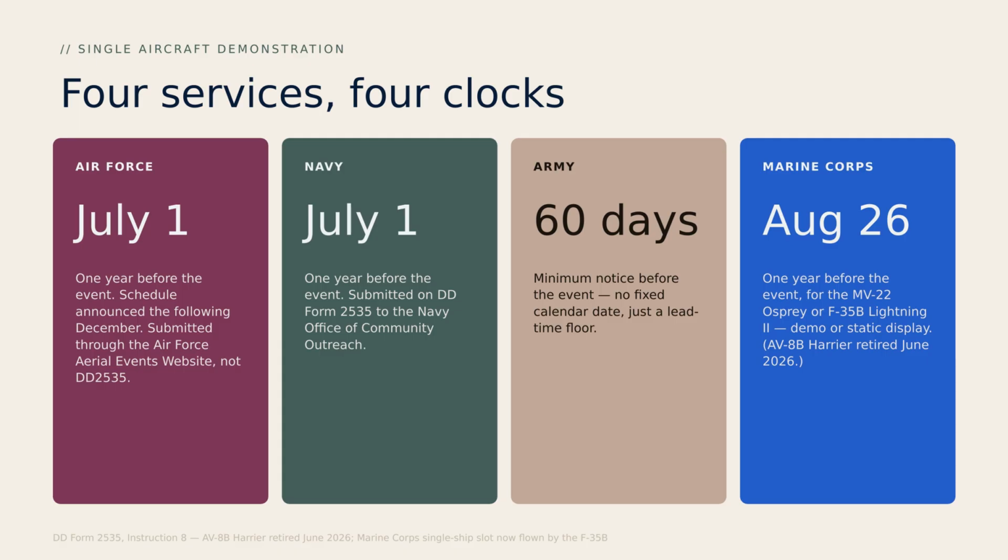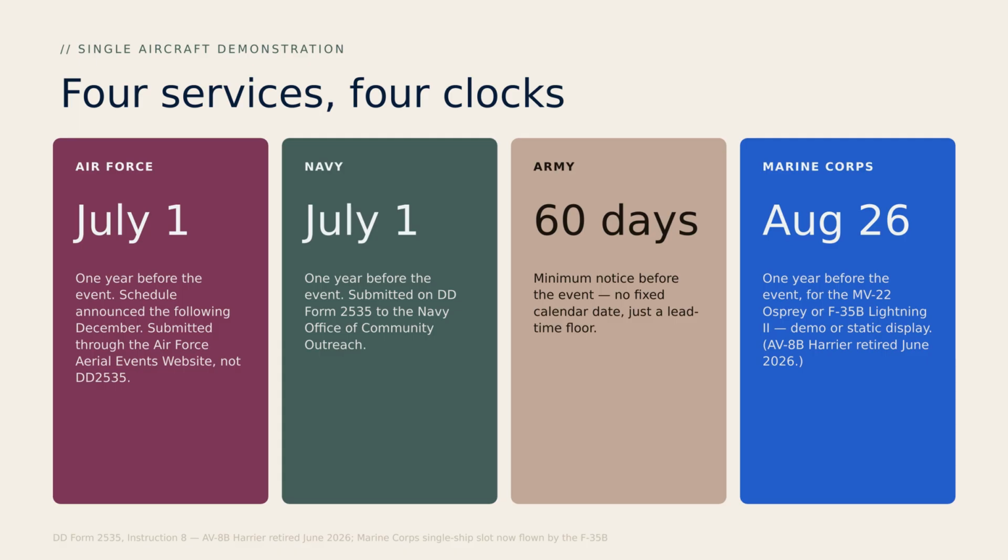This comparison table pulls together everything from the last 4 slides into one view, and it's worth pausing on rather than skimming past. Reading down the columns, the Blue Angels and Thunderbirds share the same lead time, the same July 1 deadline 2 years out, and the same December schedule release. The only thing separating them is that submission column, DD2535 for the Blue Angels versus the Air Force website for the Thunderbirds. The Tac Demo column tells a different story service by service.